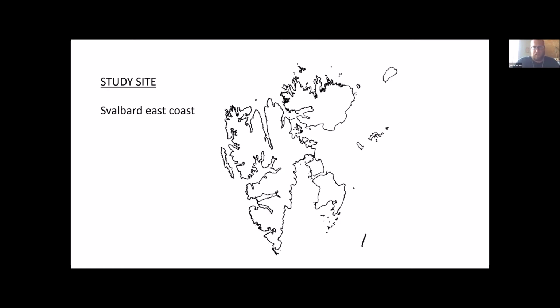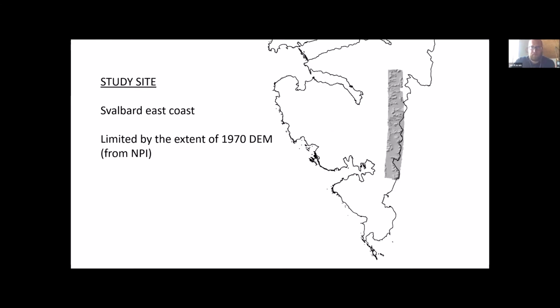So the study site is the coast of Svalbard, actually this southern part, very close to Hornsund, a very famous location where a lot of studies have been done. And the study site is actually limited by the extent of the old digital elevation model from 1970, which was produced by the Norwegian Polar Institute and is publicly available. So it's this part of the coast which is covered by the old elevation model.